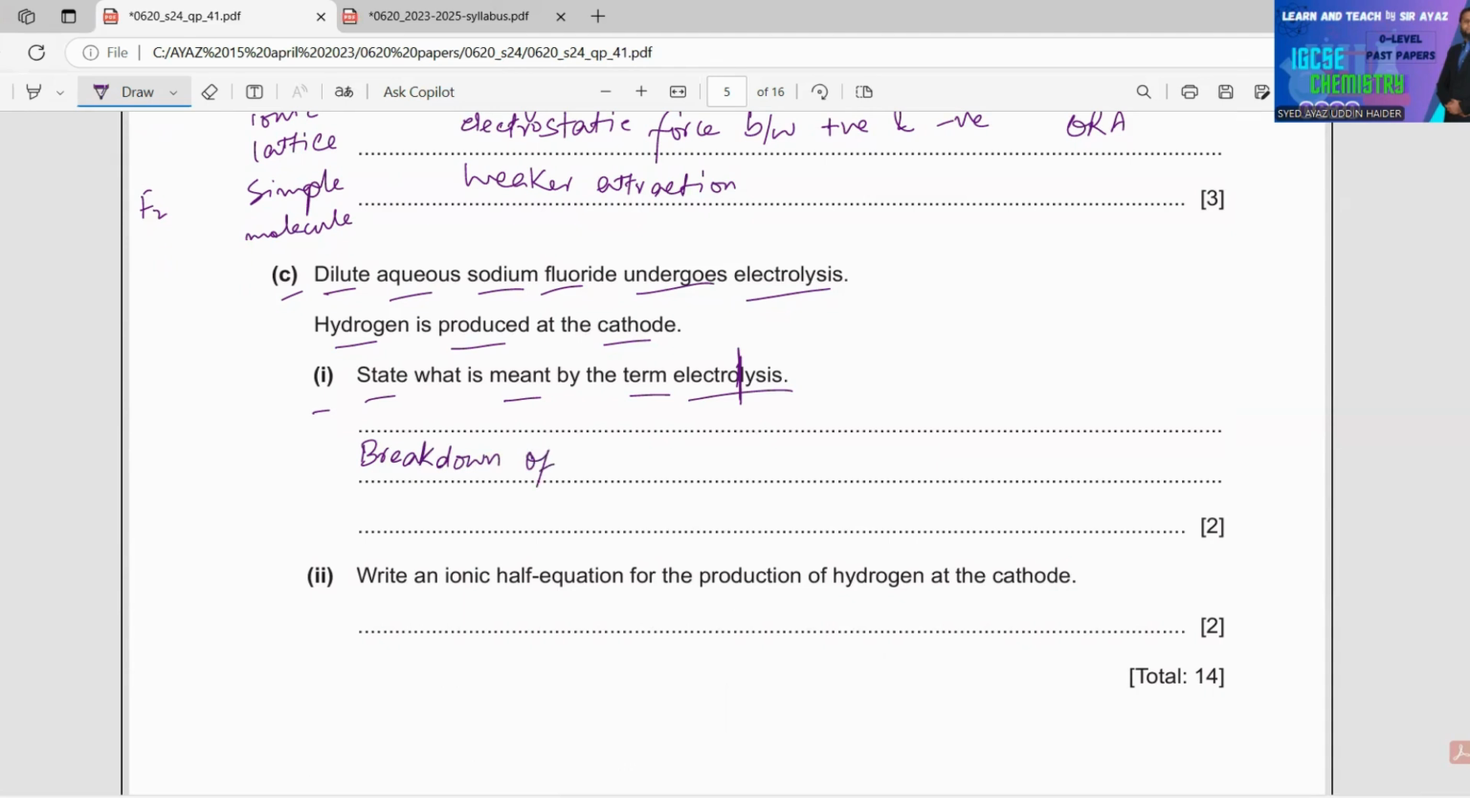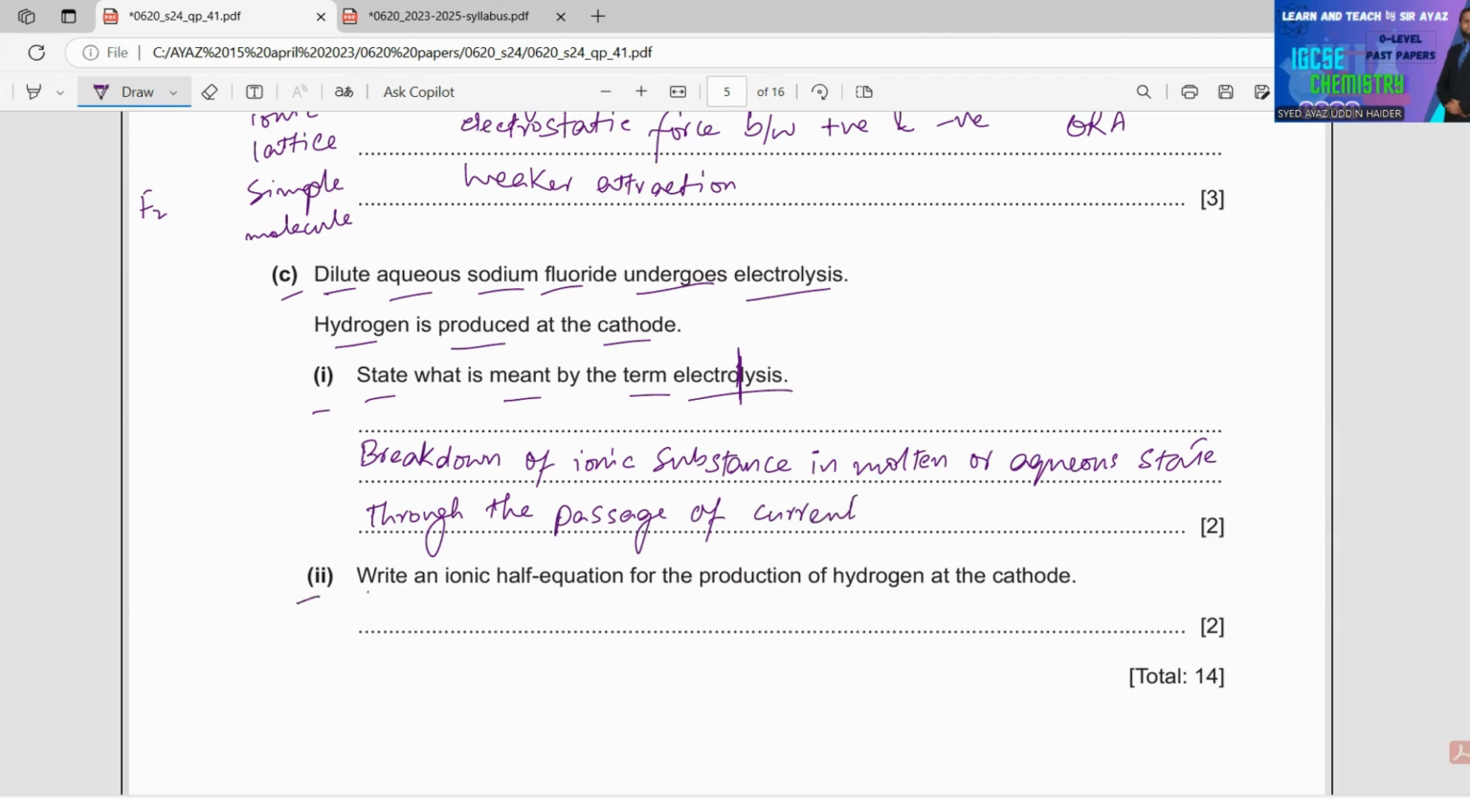of ionic substance in molten or aqueous state. How is it happening? Through the passage of current.